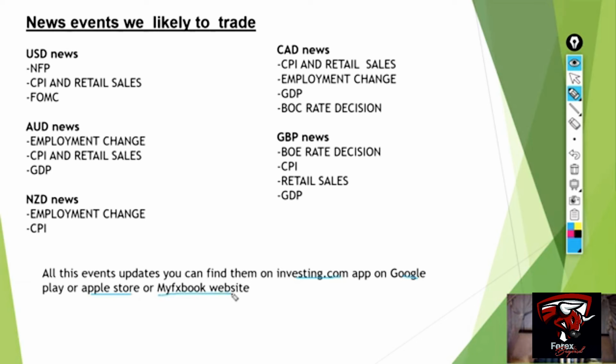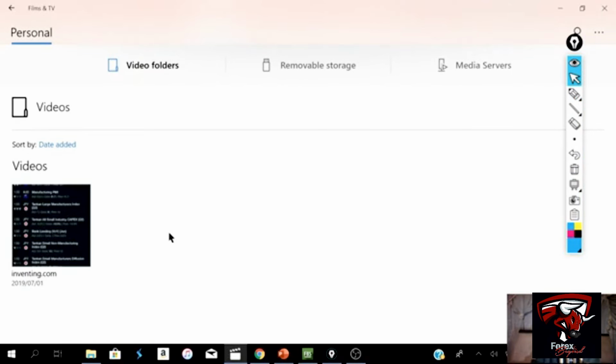Now, I want to show you guys how to actually set up your investing.com app to only have high impact news. So without any waste of time, guys, let me show you what I'm talking about. Right here, I have a clip showing you how to set up your investing.com app to only have high impact news. Now, in order to have high impact news in the investing.com app, you need to make sure you have only 3 bulls. So 3 bulls in this investing.com app represents high impact news. Let me click on the video.